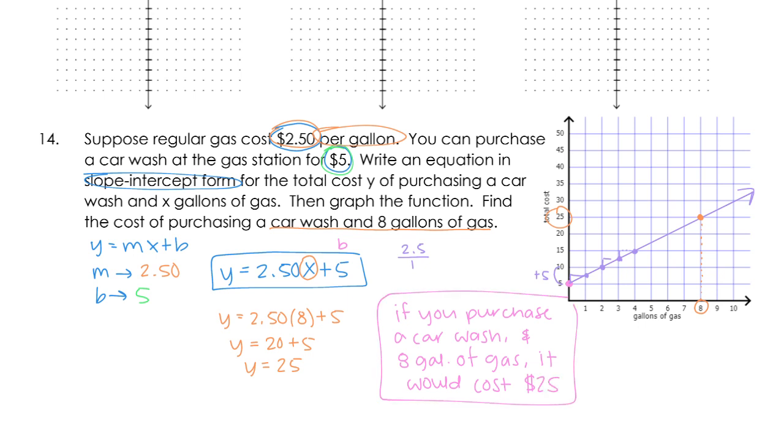So this word problem had a lot going on, just to make sure we're all on the same page here. First thing they wanted us to do is write the equation. That's this right here. Next thing they wanted us to do is actually graph it. So that's this right here. And then they wanted us to find how much it would cost for 8 gallons of gas and a car wash. So that is our final answer here. And that is it for our notes.